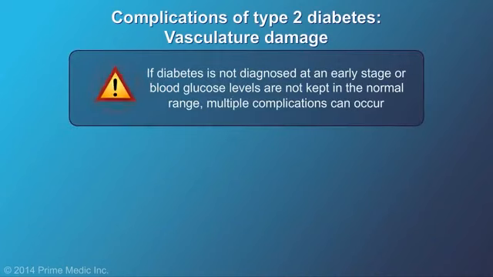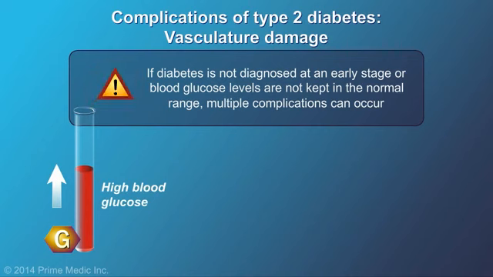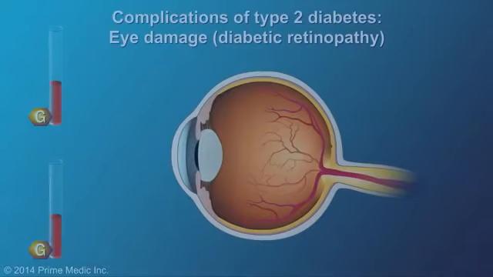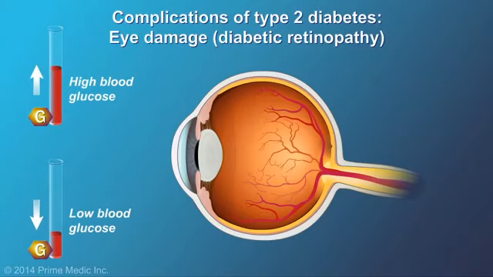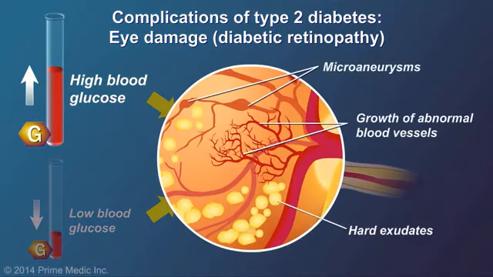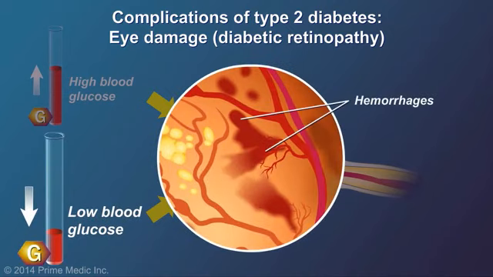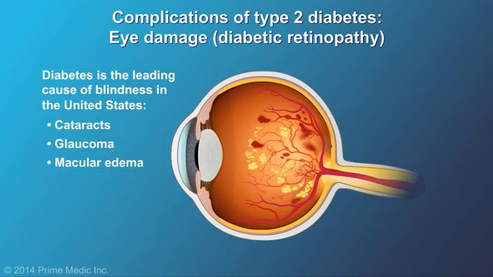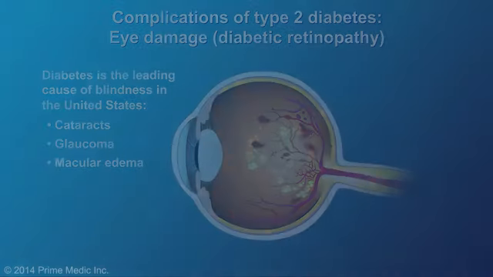If diabetes is not diagnosed at an early stage, or blood glucose levels are not kept in the normal range, multiple complications can occur. Over time, high glucose levels can cause damage to small and large blood vessels. Both higher and lower than normal blood glucose levels can affect the eyes. High blood glucose over the long term causes diabetic retinopathy, and severely low blood glucose causes bleeding inside the eye. Diabetes remains the leading cause of blindness in the United States.